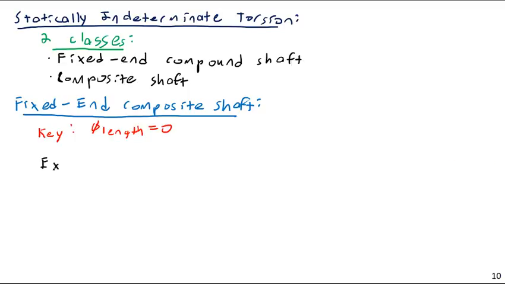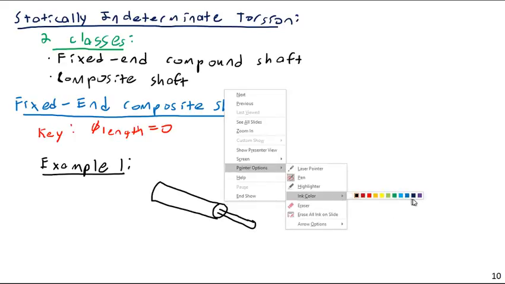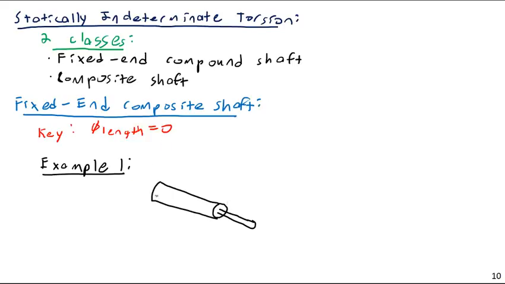Example 1. I'm going to have a compound shaft like this, and then it's going to thin out like this. I'm going to have points A, B, and C. A will be at the back end, C will be at the front end, and B will be in the middle.